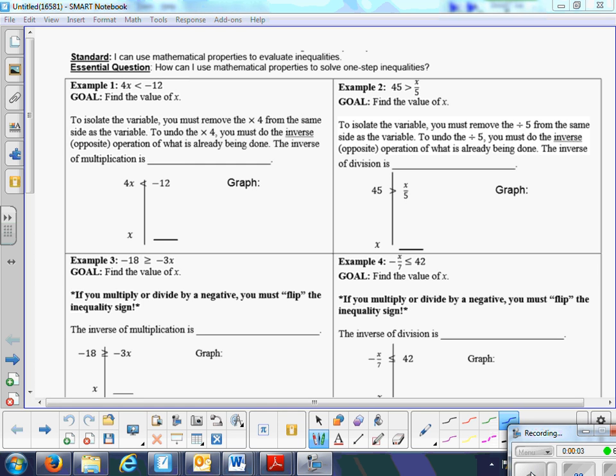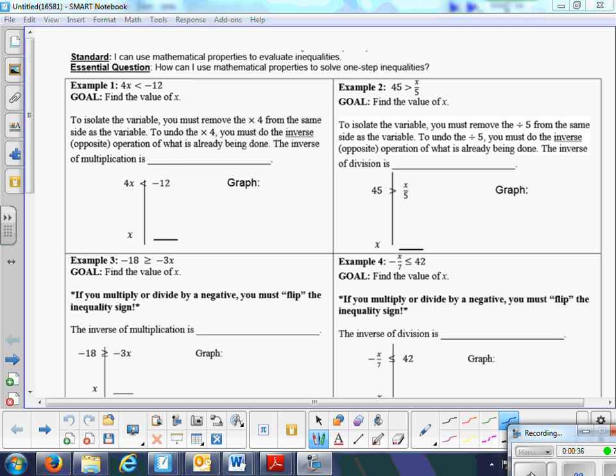Okay, so today we're looking at inequalities, one-step inequalities that involve either division or multiplication as their one operation. Remember that we've already learned that you need to use inverse operations in order to solve equations. We're going to apply that same knowledge to solving our inequalities. So we have 4x is less than negative 12 for our example 1.